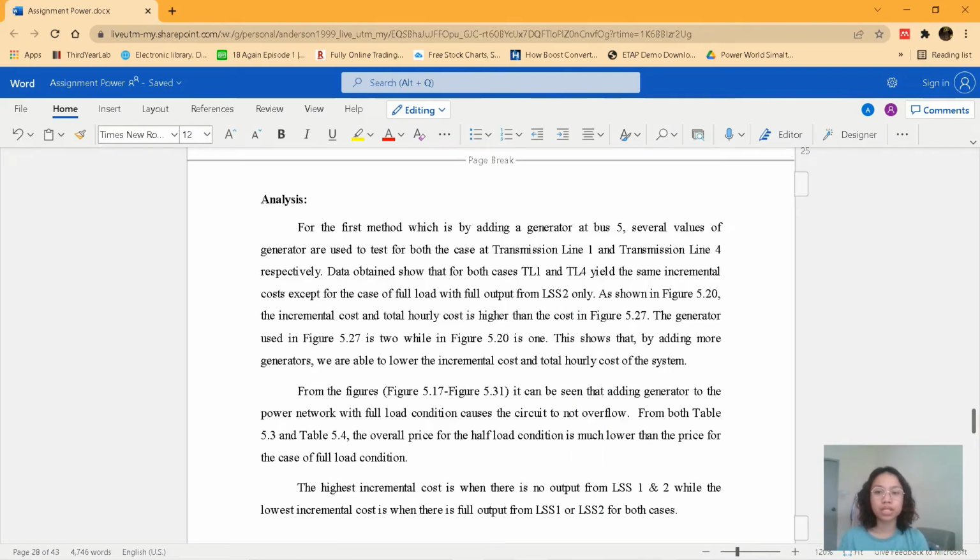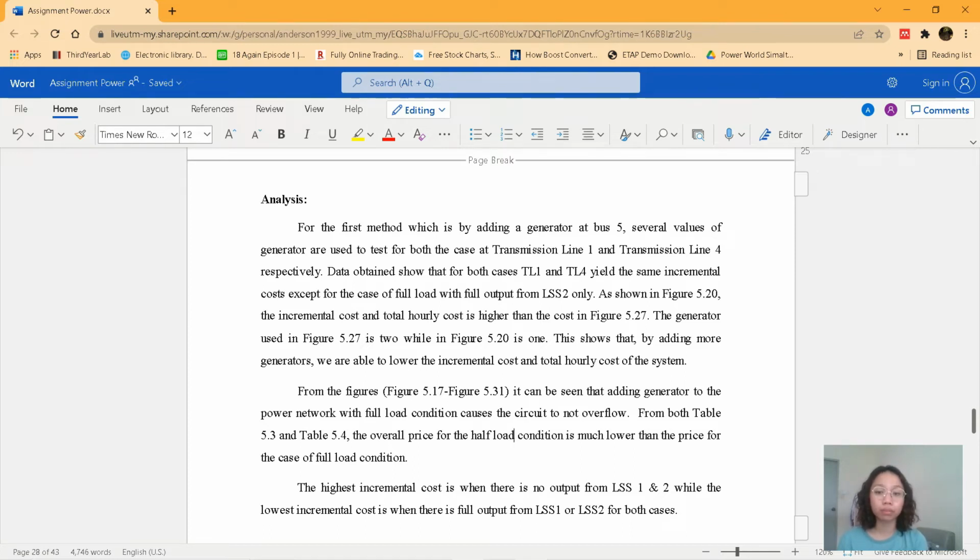Based on the simulation and explanation done previously, we can come up with an analysis. For the first method, which is by adding a generator at bus 5, several values of generator are used to test for both the case at transmission line 1 and transmission line 4 respectively. Data obtained show that for both cases TL1 and TL2 yield the same incremental cost except for the case of full load with full output from LSS2 only.